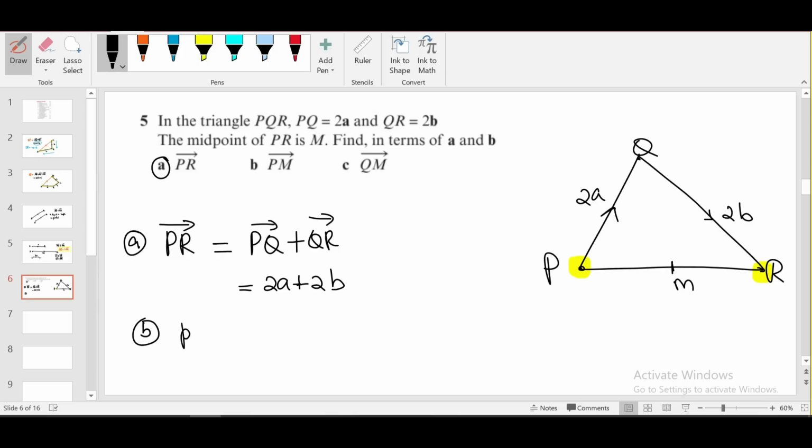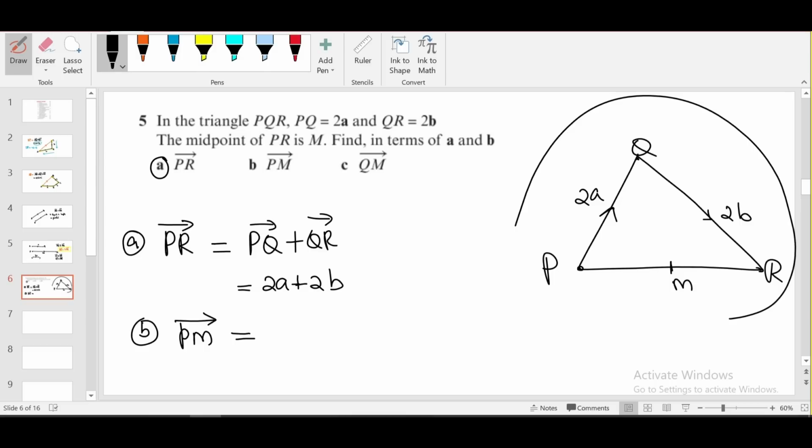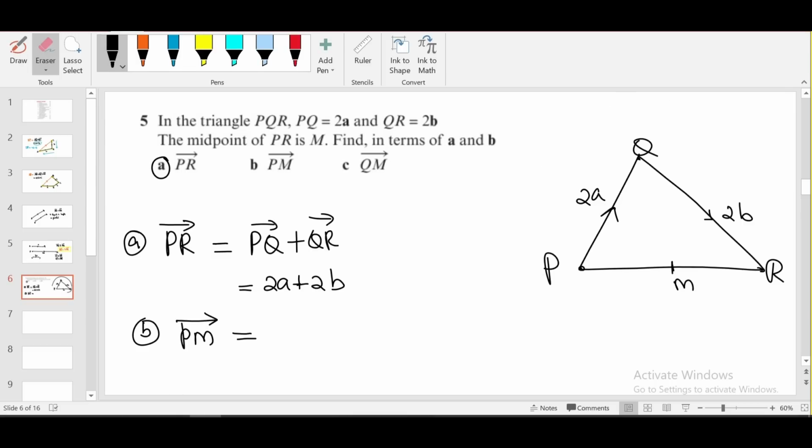Okay, now this is where things are getting a little tricky. How do you find PM vector? M is the midpoint, right? Would it just not be 2a plus 2b plus something? No, there is no way you are going to reach M if you go this way, because this path is not defined actually. But M is the midpoint. Can I write PM as half PR? Is that correct?